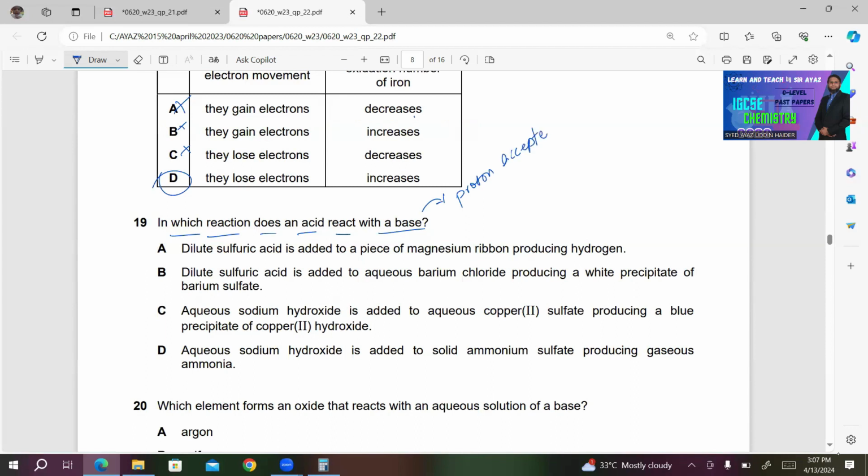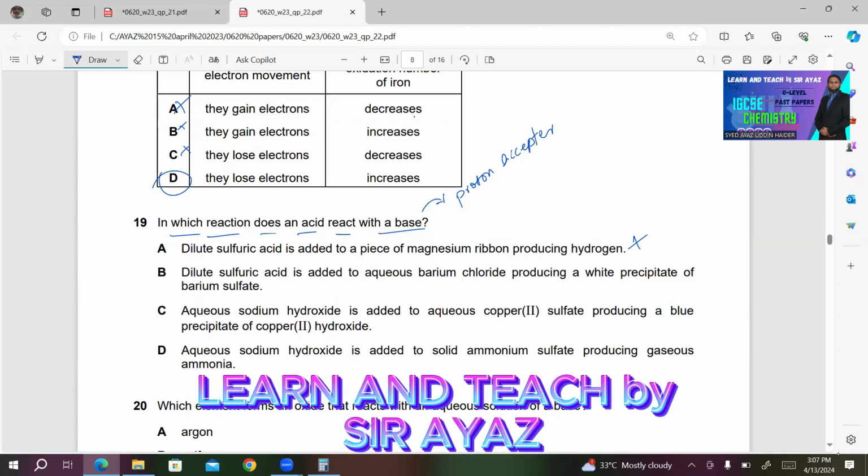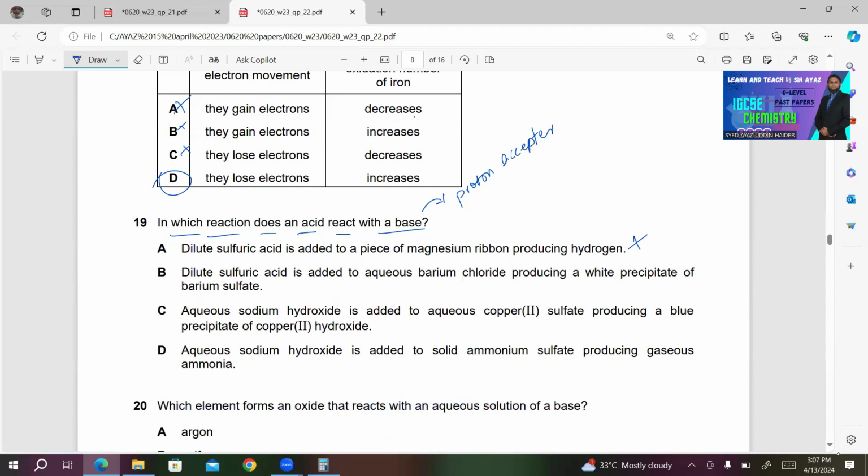So in this reaction is magnesium. When magnesium is reacted with sulfuric acid, magnesium sulfate and hydrogen gas is produced. So it's not accepting a proton here. So it's an incorrect choice. What about B? Dilute sulfuric acid is added to aqueous barium chloride producing a white precipitate of barium sulfate. This is also incorrect. It's again not accepting a proton here.